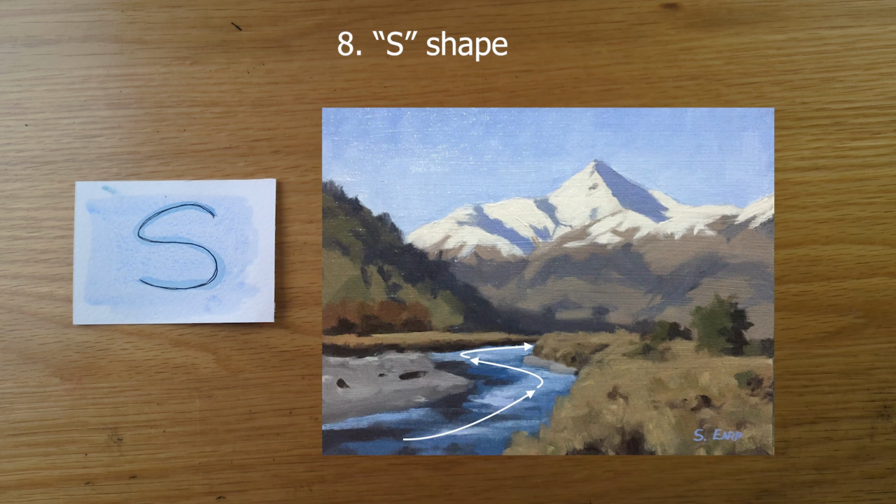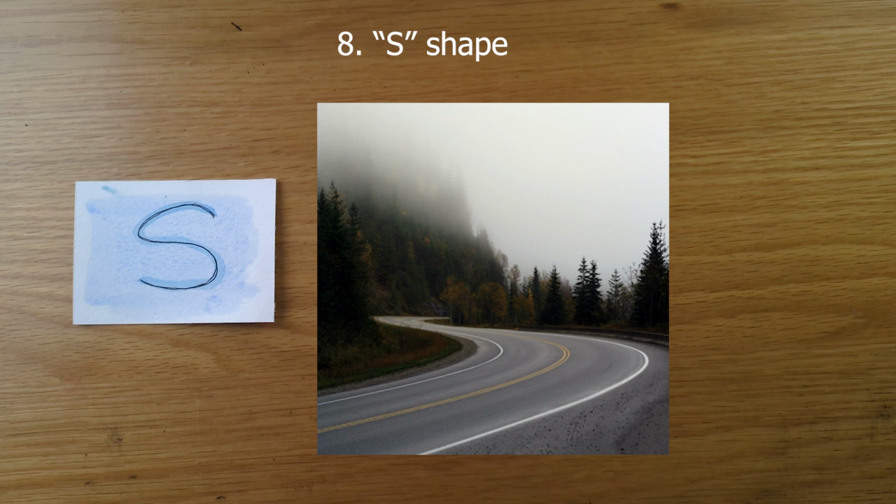But it doesn't have to be just for landscapes. Here's an example of a photo of a road, and you can see that road is forming that S, and it allows your eye to disappear into the distance. I sometimes use this when I'm doing people. So for example, if I want the people to disappear into the distance, I will arrange them in an S shape.